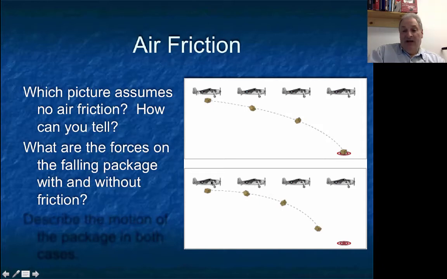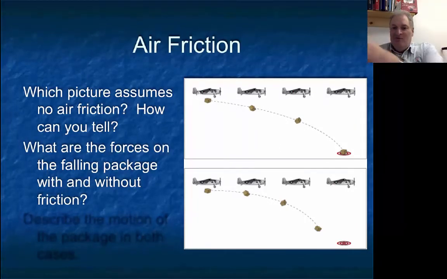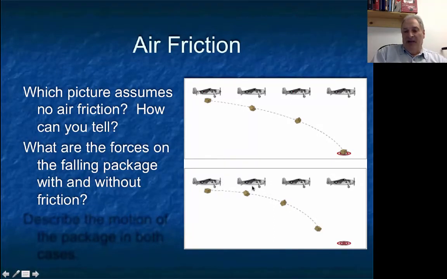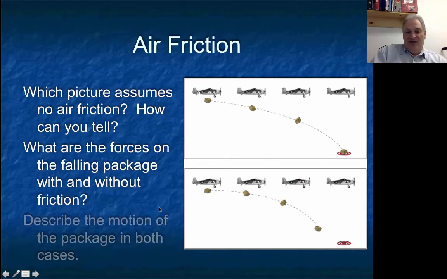The plane, of course, has forces on it too. Gravity down, lift of the wings up, those are balanced, so the plane flies level. And then there is a force from the propeller. I'm sorry, I got that wrong. There's the force of the air on the propeller causing the plane to move forward. There's also a frictional force backward, and presumably those two are balanced too, so that the plane flies forward in a straight line, non-accelerated motion, whereas the package is experiencing accelerated motion. So it says describe the motion of the package. In both cases we've done that. There's no air friction in the top frame, there's air friction in the bottom frame.